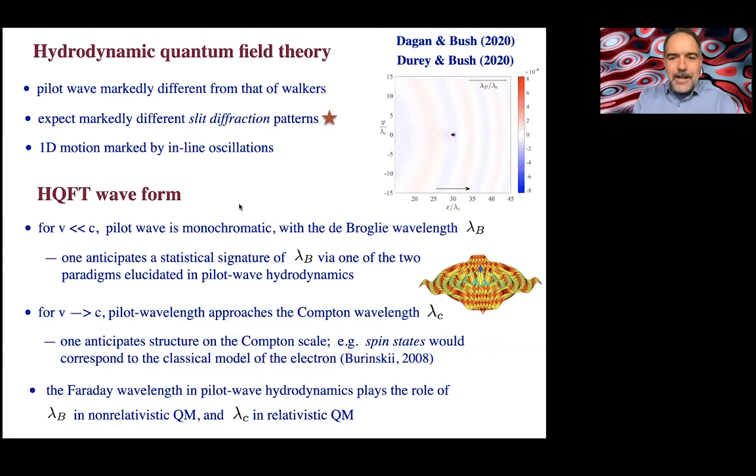And what's beautiful about this theory is it clarifies the role of the de Broglie wavelength and the Compton wavelength, even in de Broglie's mechanics. So it turns out there's a signature in this pilot wave of both. For non-relativistic, when v is small relative to c, you get this plane wave with the de Broglie wavelength, so you expect a statistical signature with that wavelength. But as v approaches c, the dominant wavelength of the pilot wave is the Compton wavelength, so you can expect to get structure. For example, these spin states would then correspond to something zipping around the Compton radius at the speed of light, at the Compton frequency, I should say. And so this would correspond to the classical model of the electron.